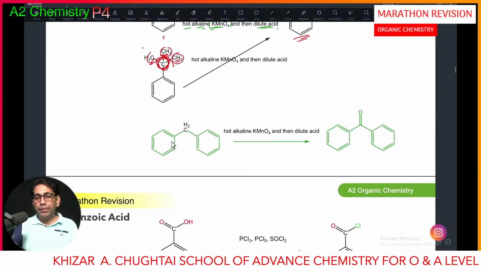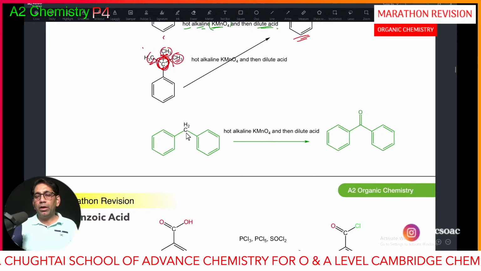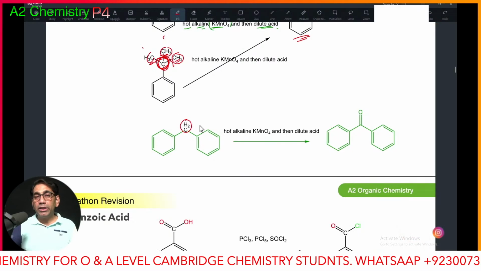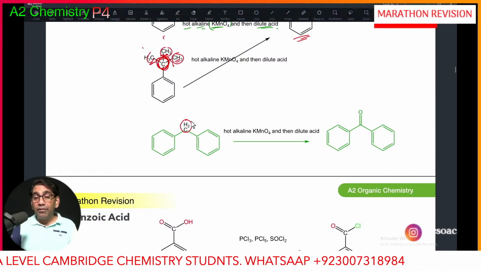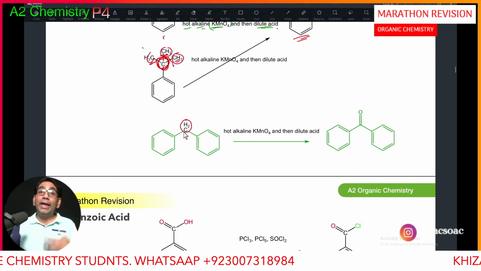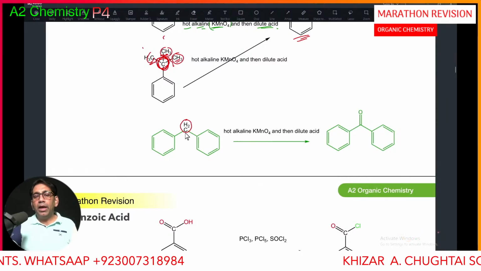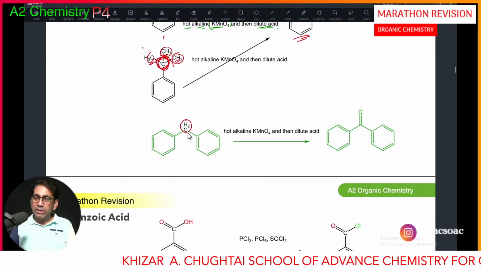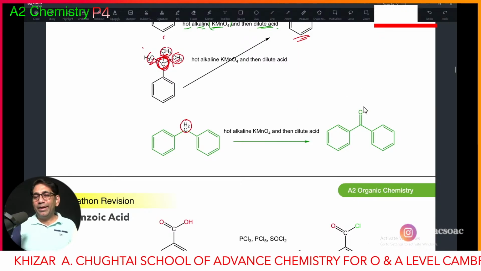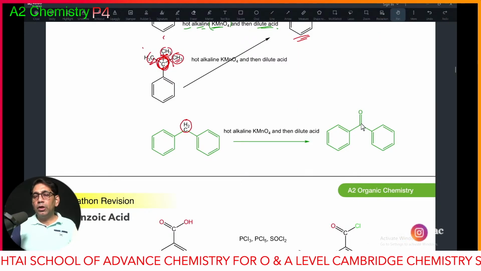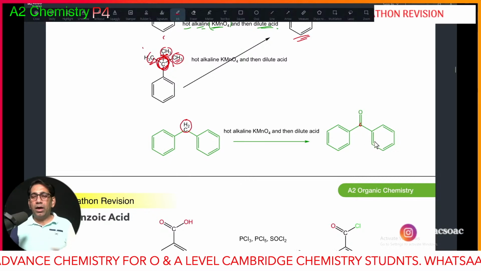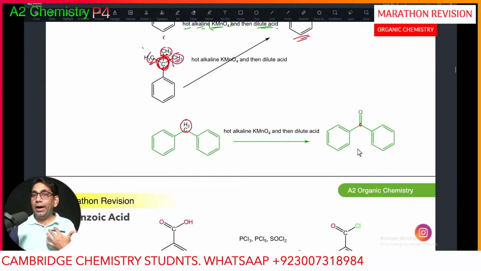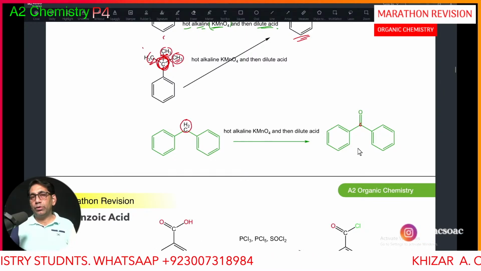If this CH2 is present between these two benzene rings, it can be oxidized, but this carbon will not change into acid. It cannot change itself into acid. It will change into ketone. So removal of two hydrogens is called oxidation, and there is introduction of oxygen. So a diphenyl ketone is formed. Basically, a new functional group, a ketone, is going to be formed.